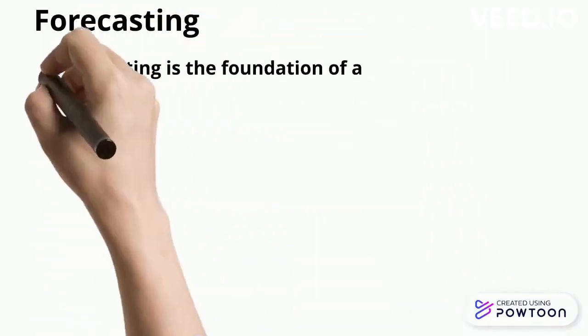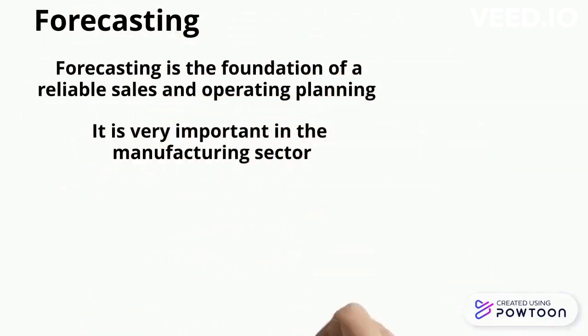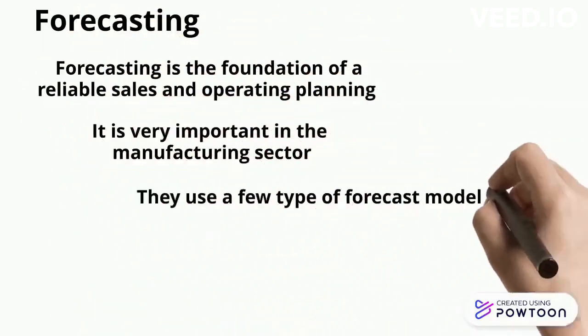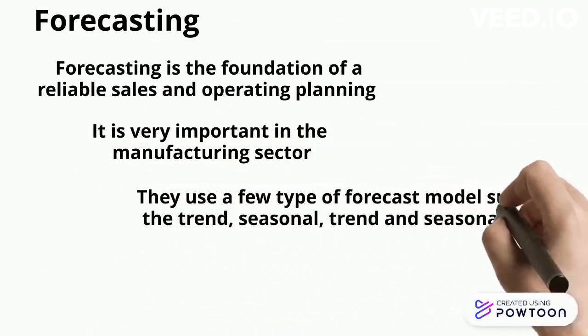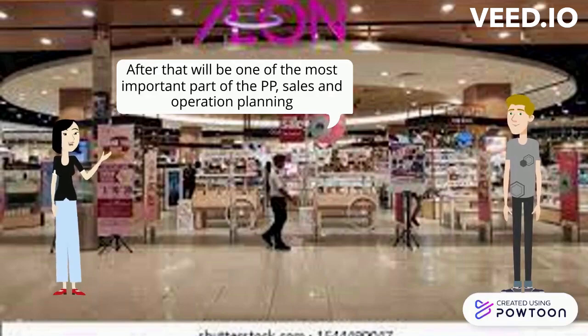Forecasting is the foundation of a reliable sales and operations planning. It is very important in the manufacturing sector. They use a few types of forecast models such as the trend, seasonal, and constant. After that will be one of the most important parts of the PP, sales and operations planning.